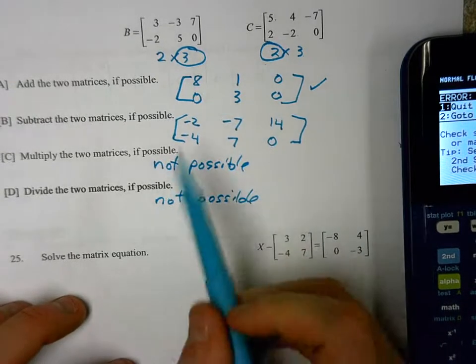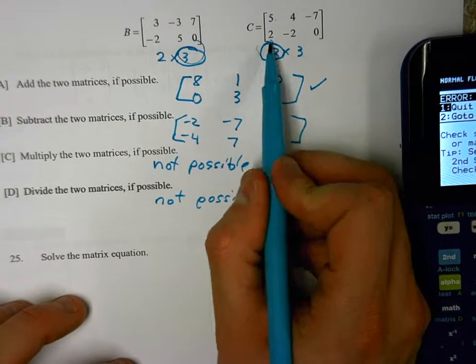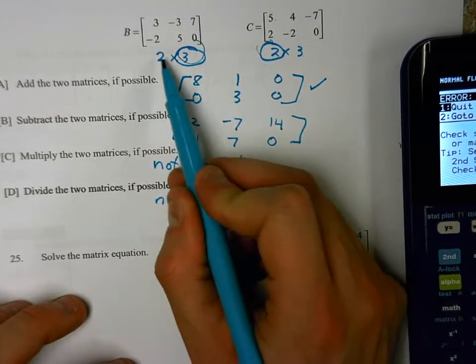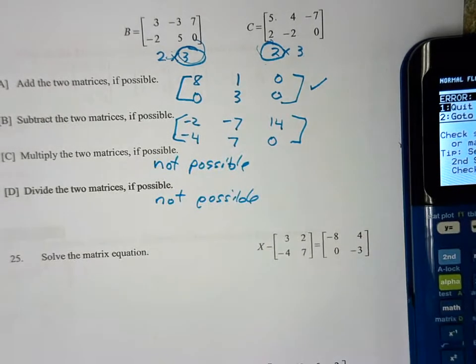So remember, we can only multiply if the inner dimensions match. So make sure to add and subtract, they have to be the same, but to multiply, the inner dimensions must match.